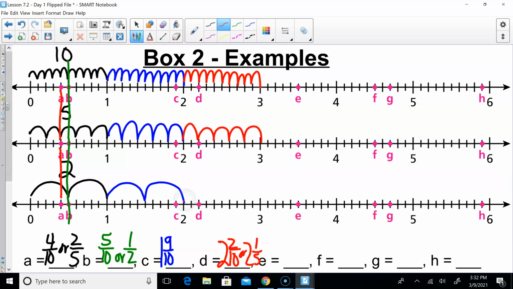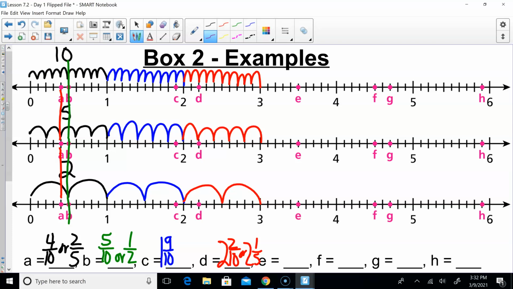And this one goes by 5, so 1, 2, 3, 4, 5, 1, 2, 3, 4, 5. Nope, it does not touch there. So those two would be equal for that one right now. See if you can try to figure out E, F, G, and H on your own. You can pause the video and see, do they fall into more than one fraction?